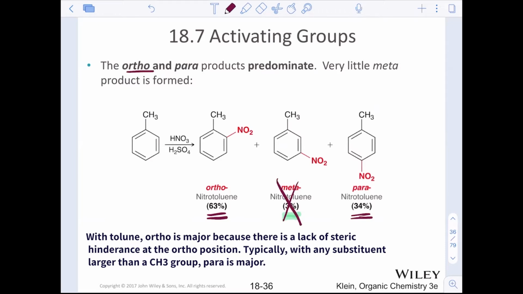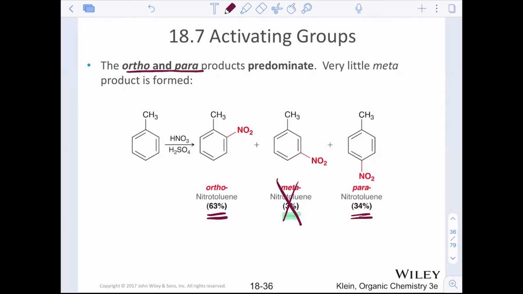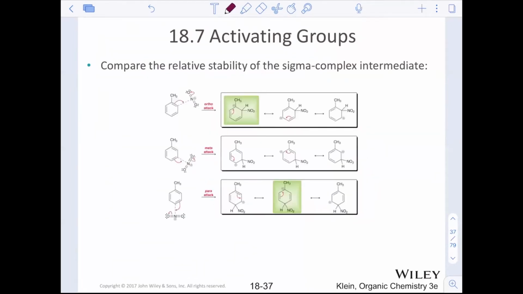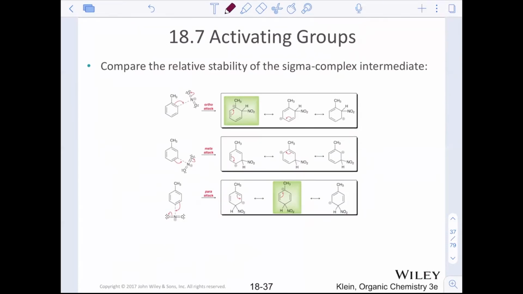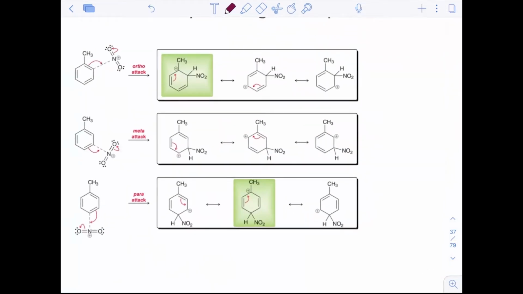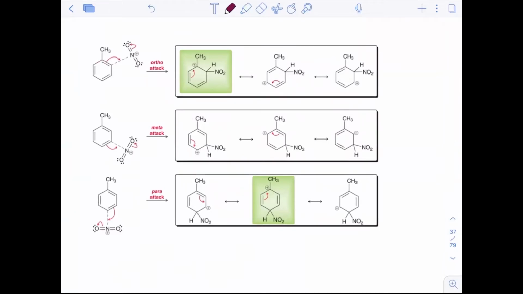Activating groups are ortho-para directors. So why, you may ask? That's a great question. Let's look at each of the options, the ortho attack, the meta attack, and the para attack, specifically focusing on the sigma complexes. Notice how in both the ortho attack and the para attack, highlighted in green there is where the positive charge of the sigma complex gets right snugly up next to, that's right, the activating group, the electron donating group.